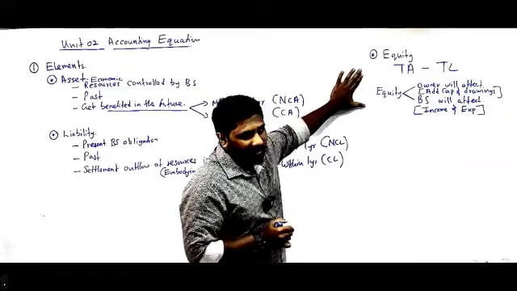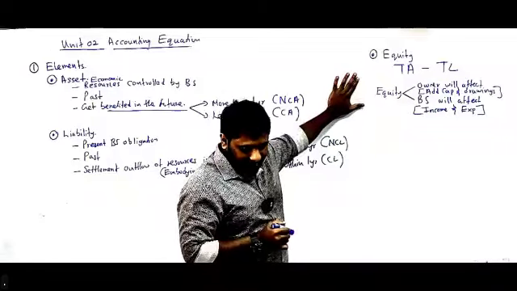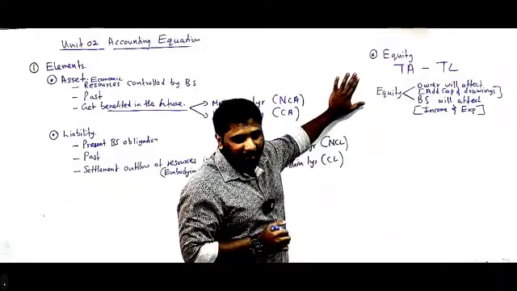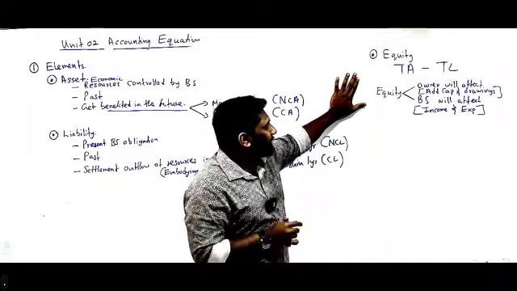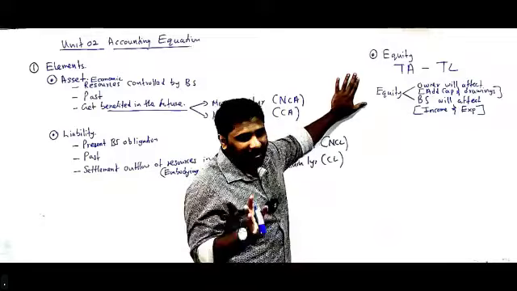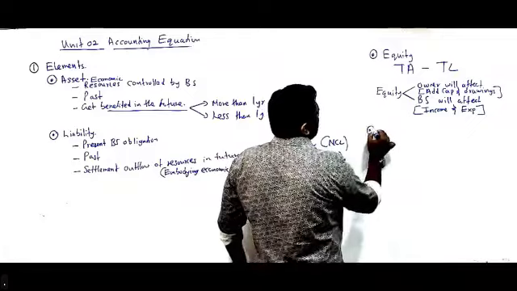So don't forget, for the equity, two parties will create impact. What are the two parties? One is the owners, the other one is the business. How will owners create the impact? Through additional capital and drawings. How will the business create impact? Through income and expenses. Now let's move to income.